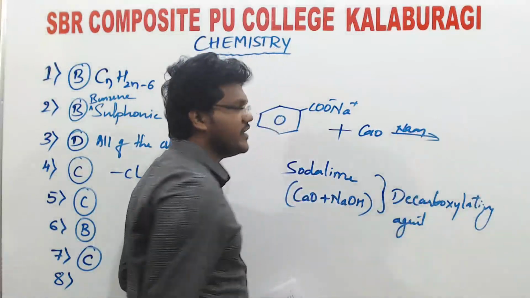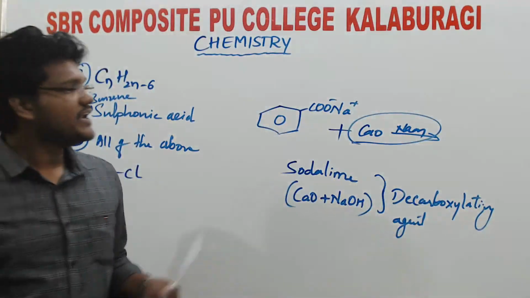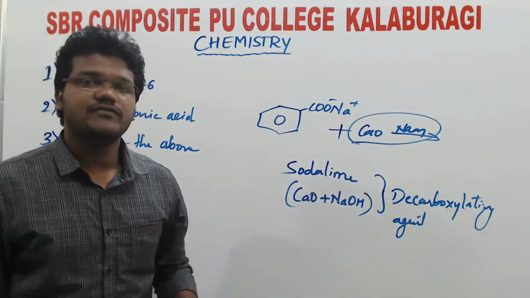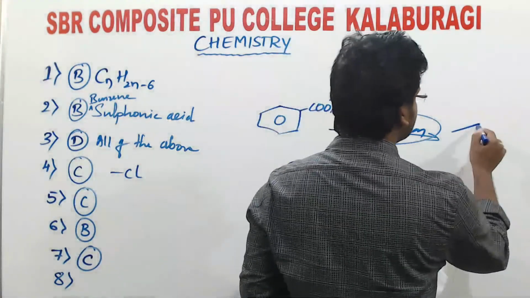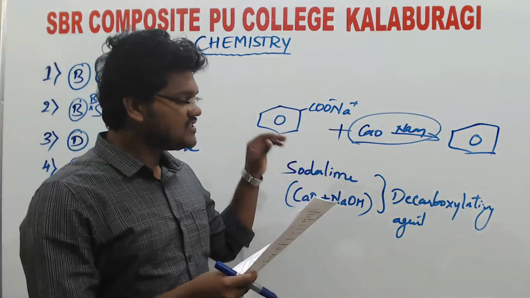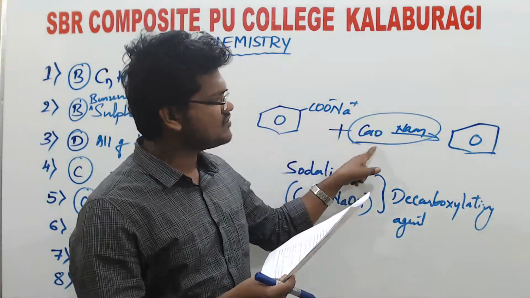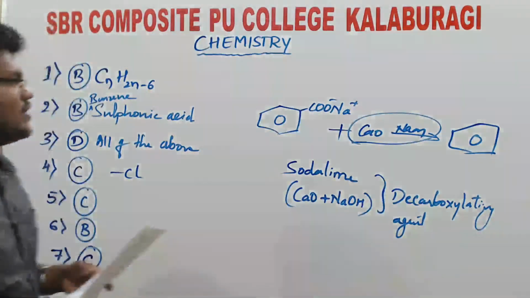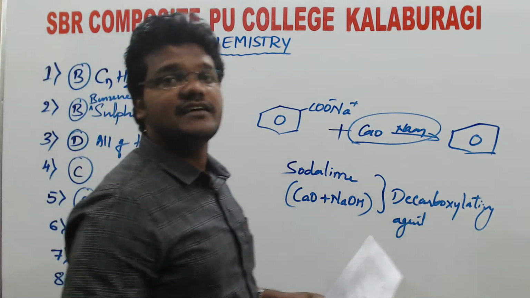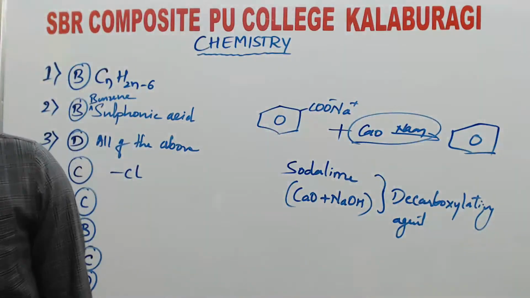When this reacts with calcium oxide and NaOH, the mixture called soda lime, Na2CO3 will go out. And what you will be left with? Benzene. Correct? So when sodium benzoate is heated with soda lime, we are going to get benzene. Hence the correct option for the 8th one is D. Clear? Very good. Let us go for the 9th one.